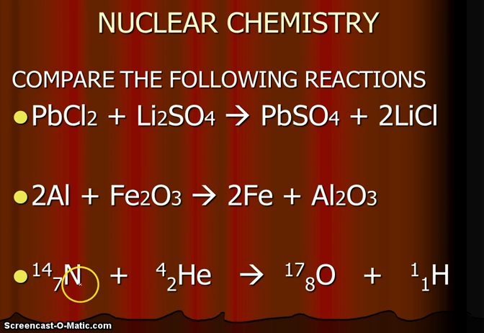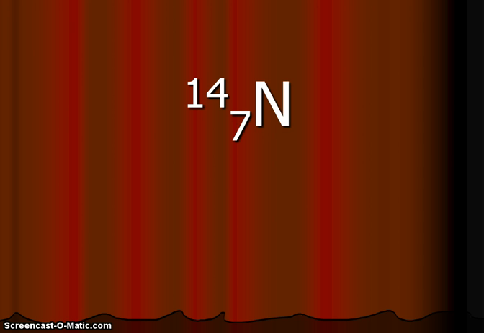In addition to that, we start with nitrogen atoms and helium atoms, and we end up with oxygen and hydrogen. So unlike the reactions up on the top, here we're changing the identity of the atoms in the reaction during this particular process. So the third reaction is a different kind of reaction type. So let's look at this and review a little bit.